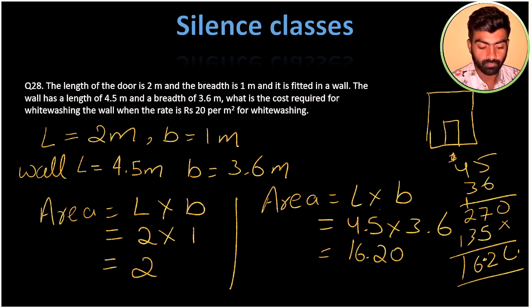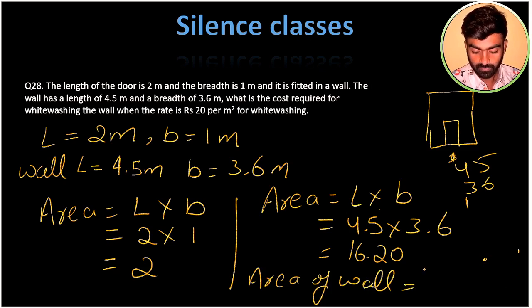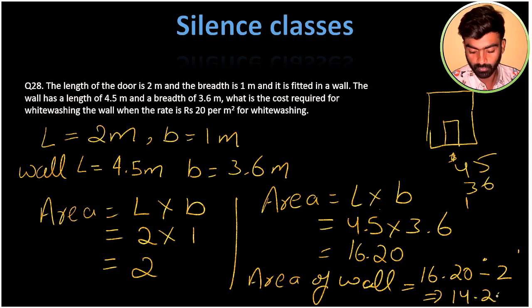what we have to find out, first of all, is the area of the wall. So area of wall is equal to 16.20 minus 2, so it will become 14.20. Okay, this is the area of wall, 14.20 meter square.